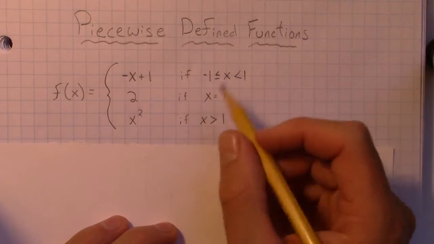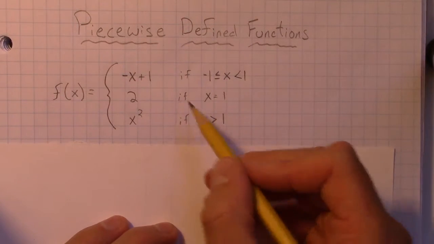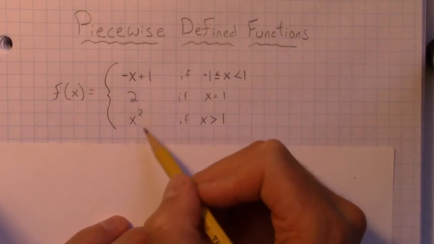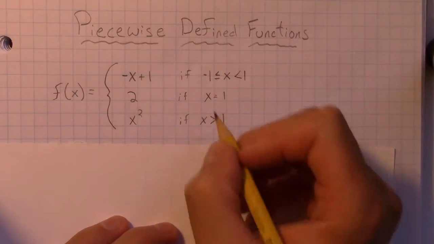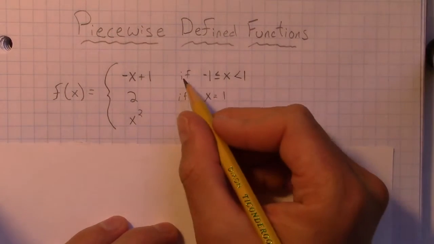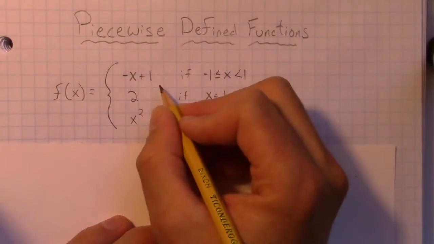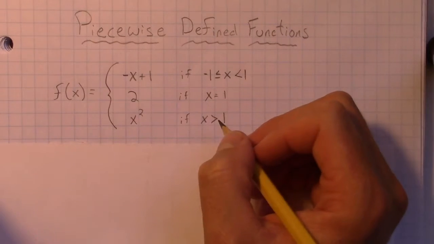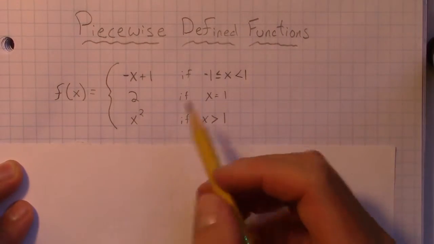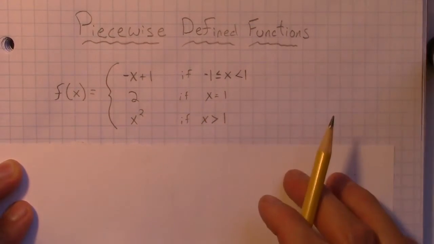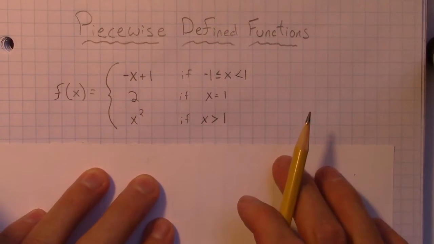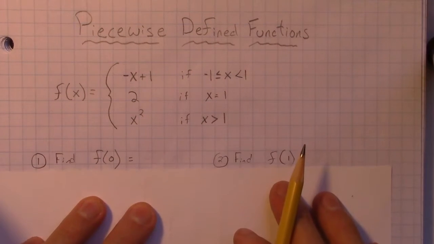Now I should note, sometimes you will see this without the if statement. Sometimes you'll just see a comma there. I've seen this written in a couple different ways, and the textbook we're using has the if. It literally says if, which is actually really helpful. But if you see a comma, it really just means the same thing. It's not something different. So this is a piecewise defined function. It's got different pieces to it, and you will be asked different questions. So here are some of the questions you might be asked.